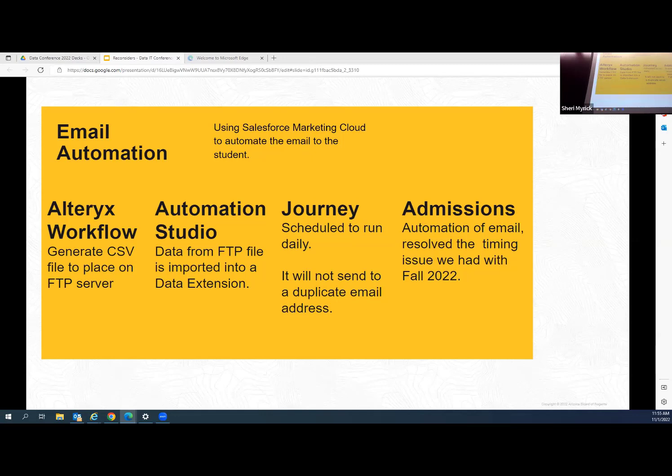And then we did an automation studio where it would grab the data from that file and import it to a data extension. We use that data extension, then, in the journey that would send the emails. And that journey also checks for duplicates, just does a second check to make sure if any came through. And it will not send it.